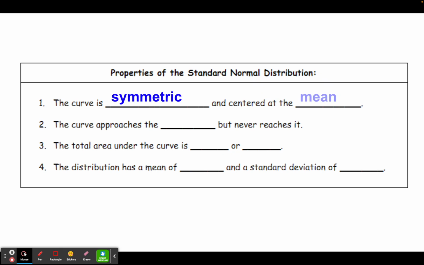Now, some properties of the standard normal distribution. The curve is symmetric and it's centered at the mean. The curve approaches the x-axis but never reaches it. The total area under the curve is 1 or 100%, which will be important as we do some calculations. And the standard normal distribution will always have a mean of 0 and a standard deviation of 1. So regardless if we're talking about passing yards, points scored, batting averages, we're going to standardize everything. So the center will always be at 0 and the standard deviation will always be at 1.